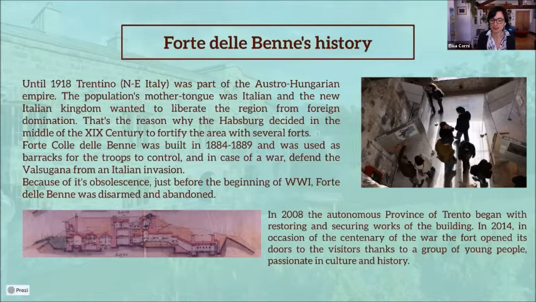In 2008, the autonomous province of Trento began restoring and securing works in this building. This was a great project to put in security every fortress of the First World War. We are talking about, as I've told you, about 60 buildings. Most of them were heavily destroyed by the war because they took part in the war, not like Forte delle Benne. And in 2014, these works ended, and it begins our story.